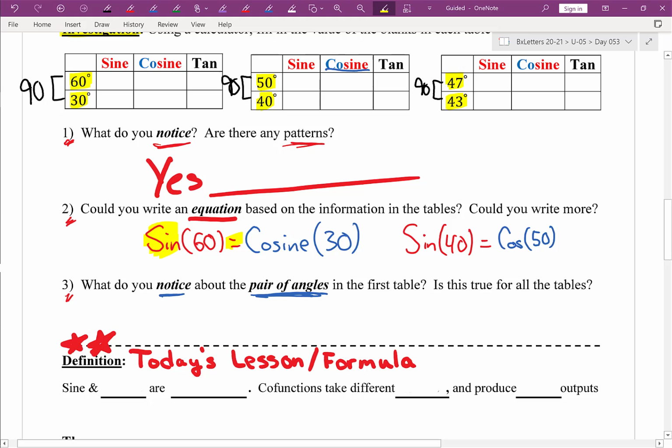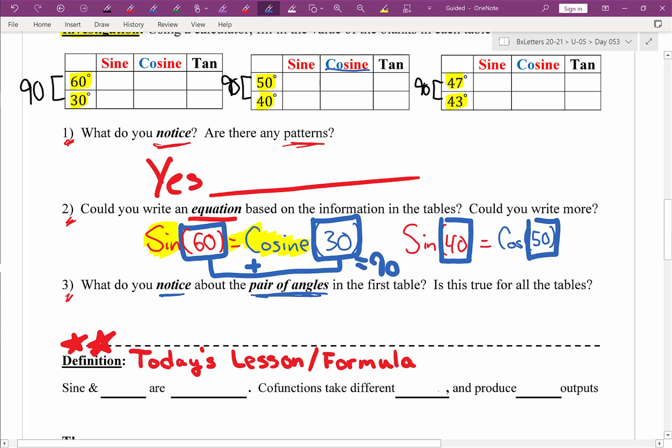Sine has to be equal to its complement, cosine, when the angles do what? When the angles are complementary. The only time these things are equal to each other is when those angles add to 90. That's why this works. That's why I know the sine of 40 has to be the same as the complementary function, cosine, with the complement of 40, 50.